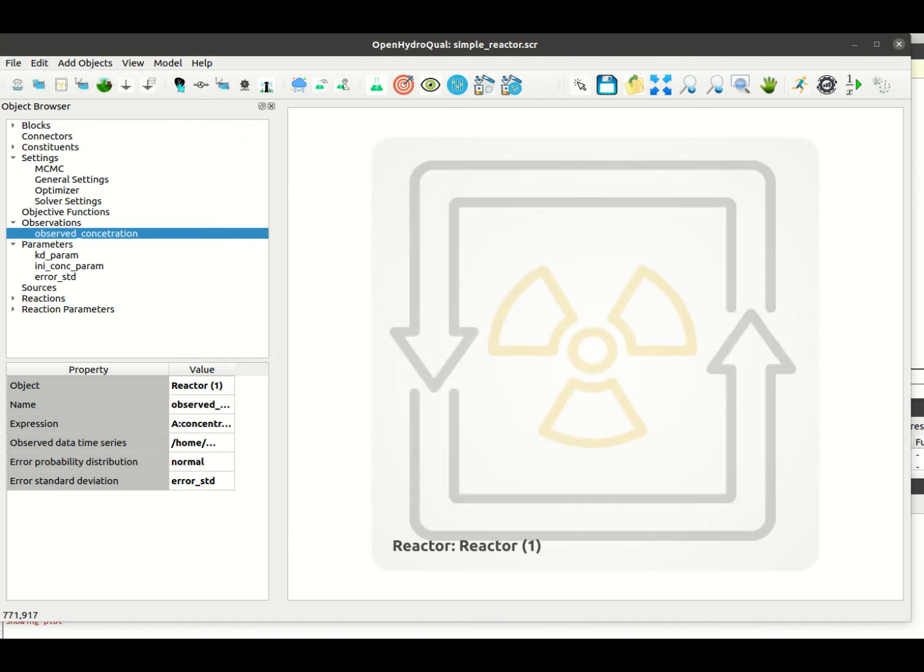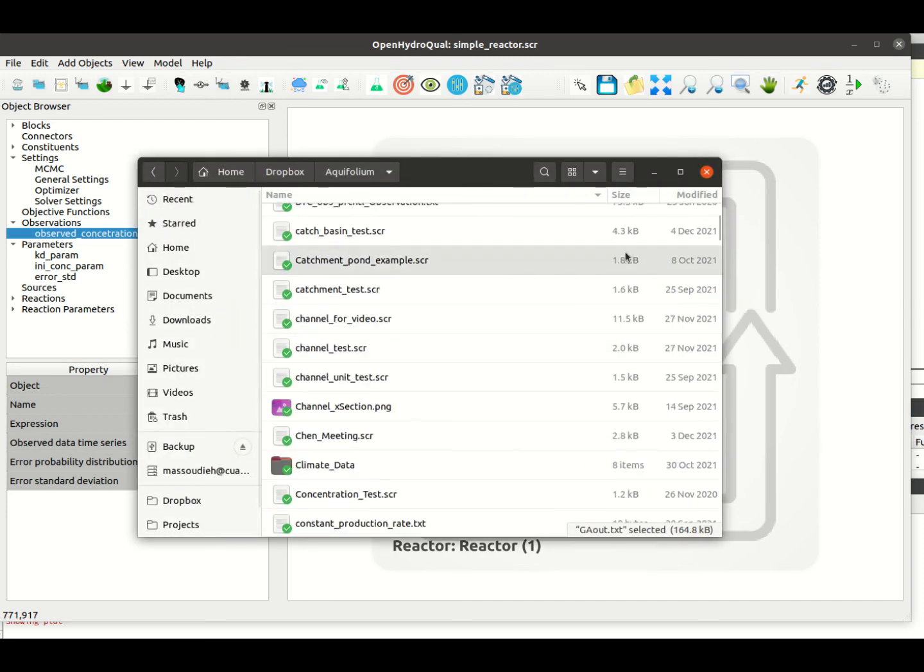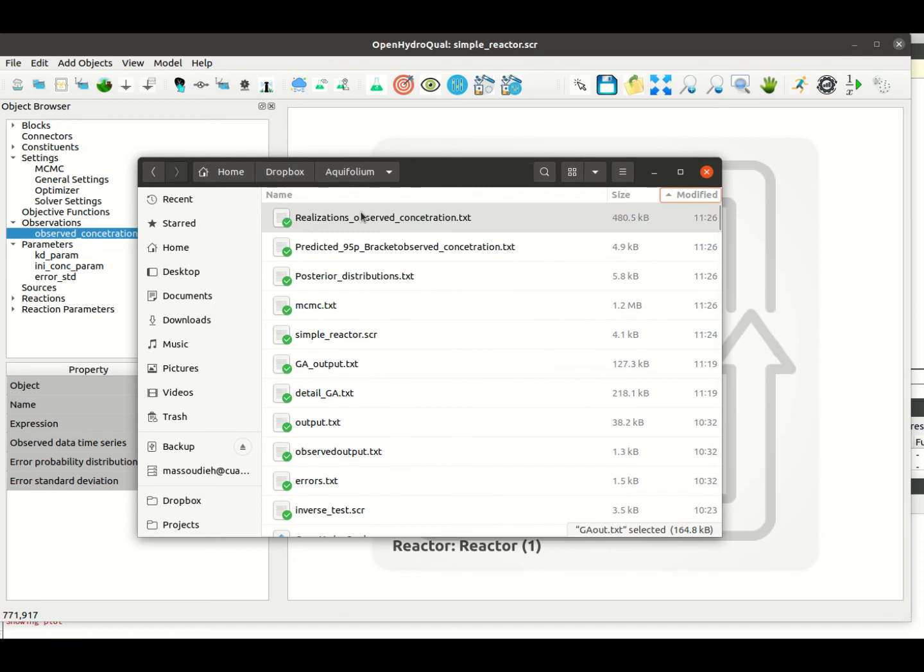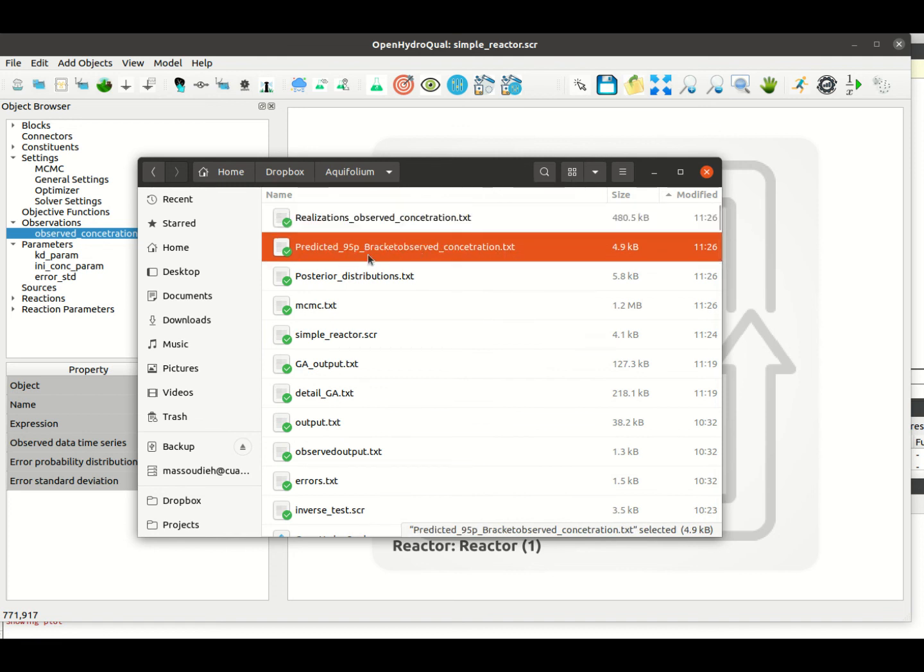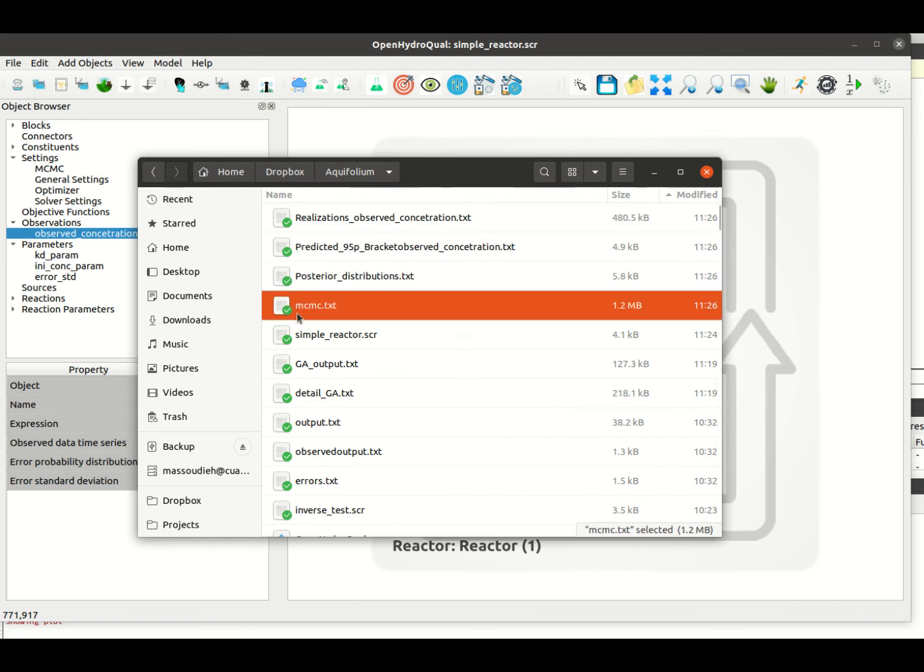By the way, all the results are also saved in text files in the same place. I'm sorry, I have a lot of files here in this folder, but just to let you know, the realizations are saved in a text file. The 95% bracket is saved in a text file. The posterior distributions can be accessed here. The MCMC samples can also be found in text files. So if you want to plot them using your own graphing program, you can load these files, or you can load these files into Excel and see how things went.